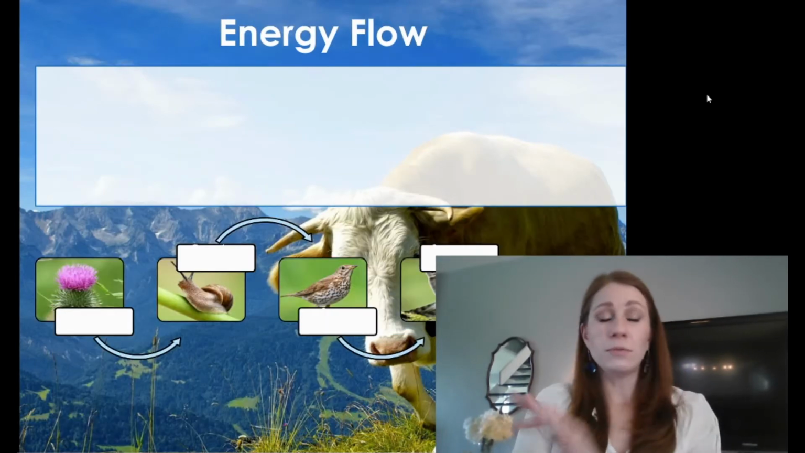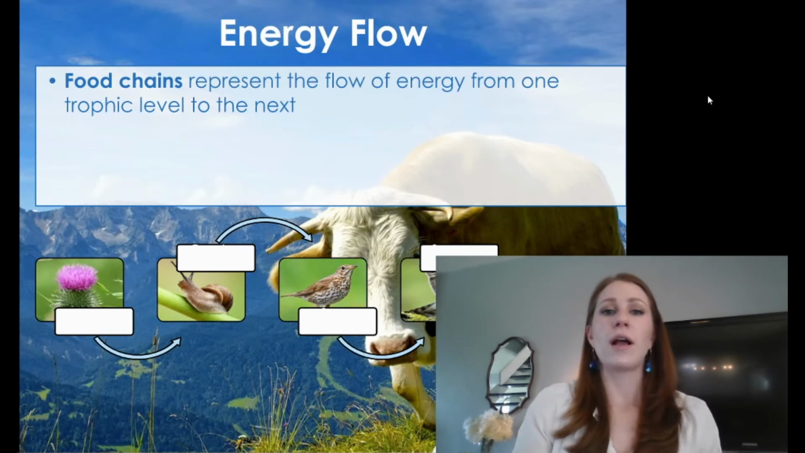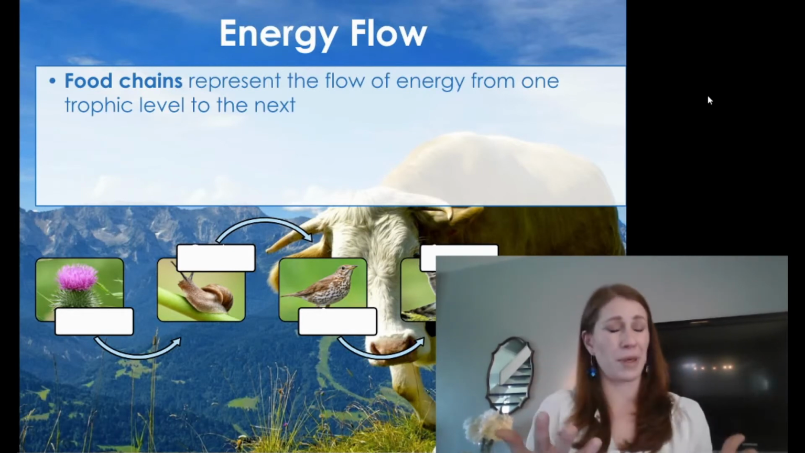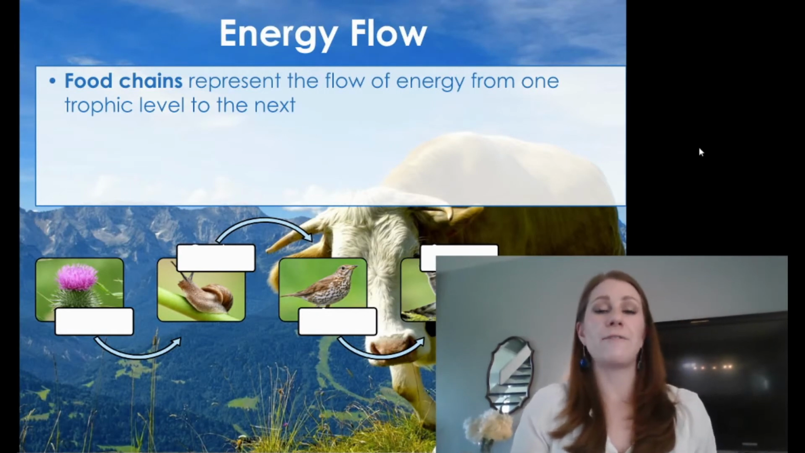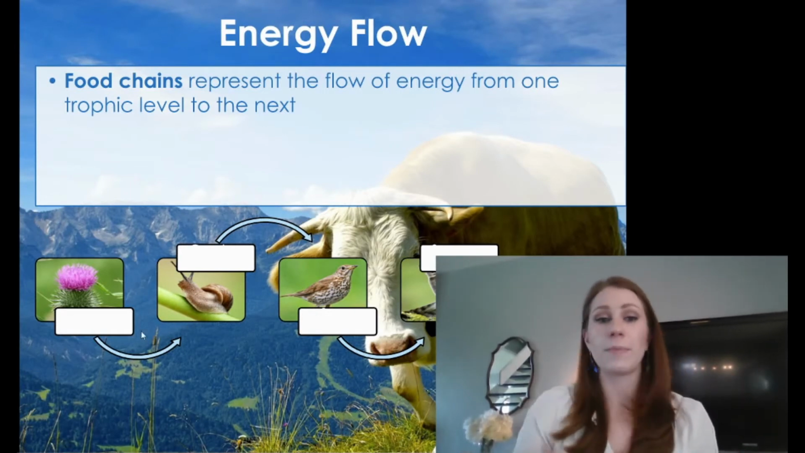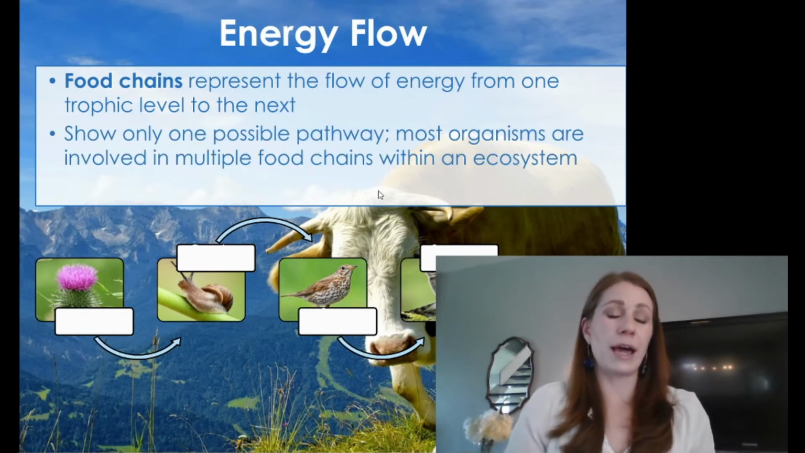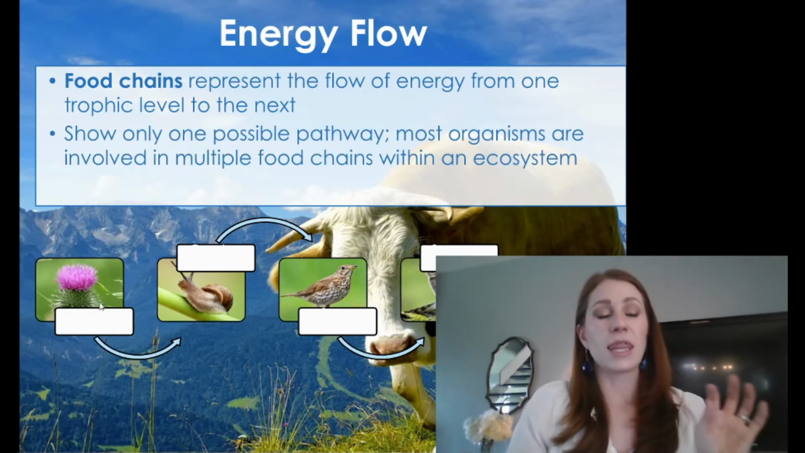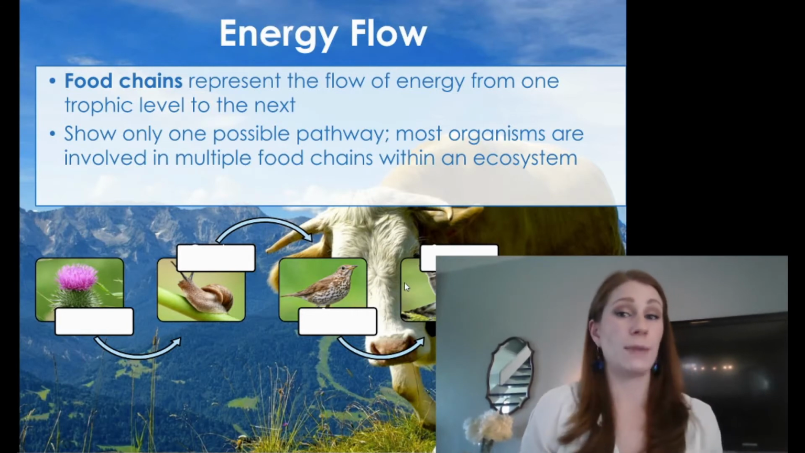Looking at a simple kind of chain of energy flow here, looking at a food chain. We can look at food webs all we want. They're just complicated food chains. But we're looking at the flow of energy from one trophic level to another, to another, to another. And in this case, we are looking at a couple of different things. This food chain here, it shows one pathway.